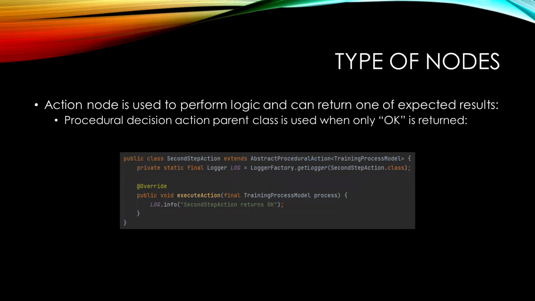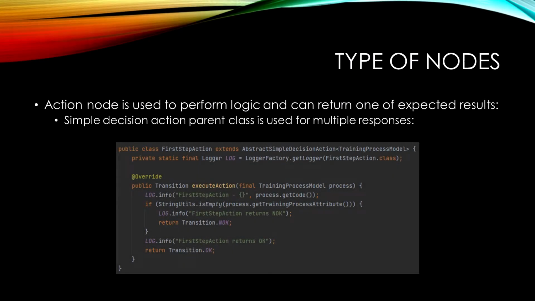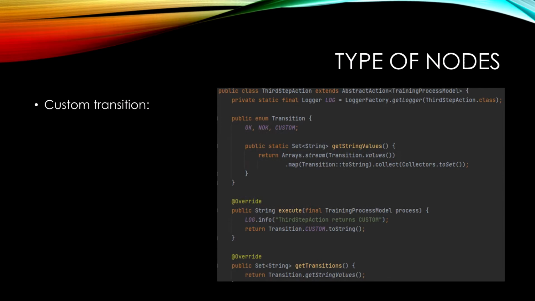There are two parent classes for your action. Procedural action that returns OK and simple decision action that can return OK or not OK. To add different return options, you need to extend the abstract action and define its own transitions.